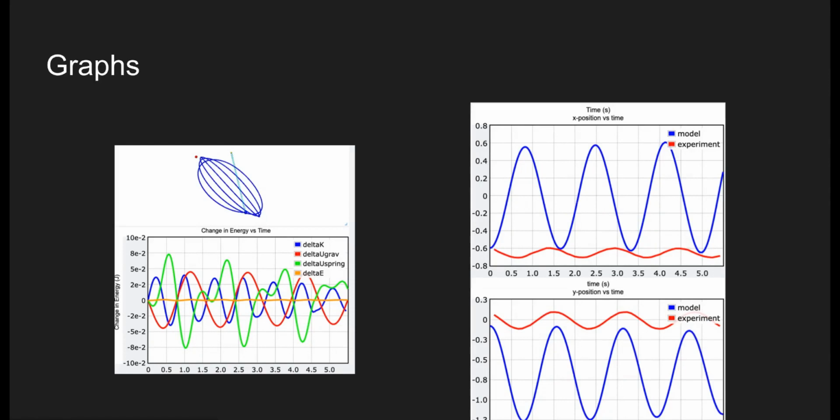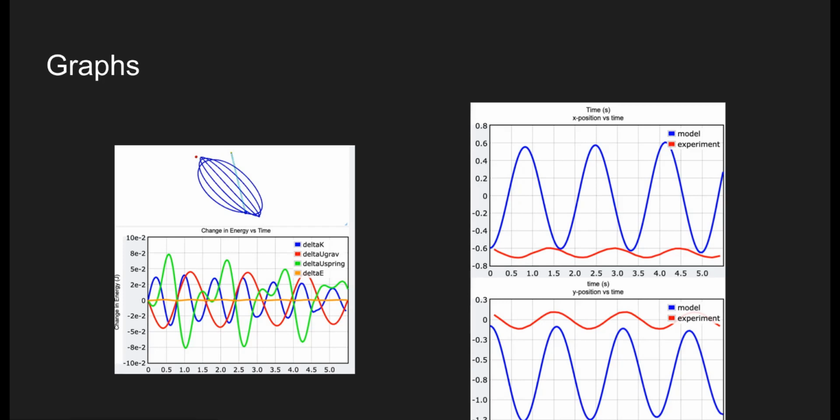Here are the resultant graphs from the simulation. The blue line on the right represents the model, and red represents the experiment. The lines differ due to experiment recording versus the simulation.